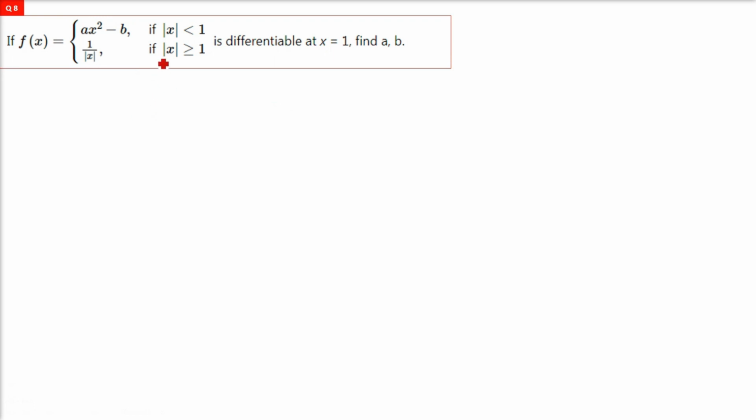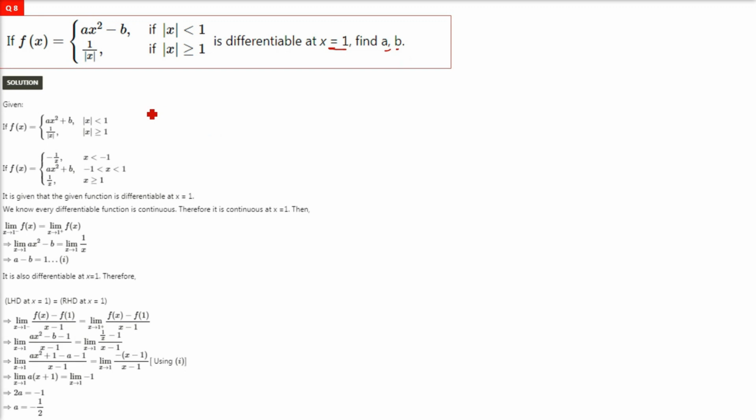Now if f(x) is equal to ax square minus b, if mod x is less than 1, and when mod x is greater than or equal to 1, it is going to be 1 by mod x. If this is differentiable at x equals 1, find a and b. So the question is saying this is differentiable, and you have to find out the values of a and b.